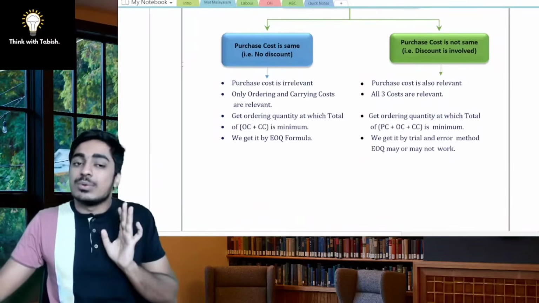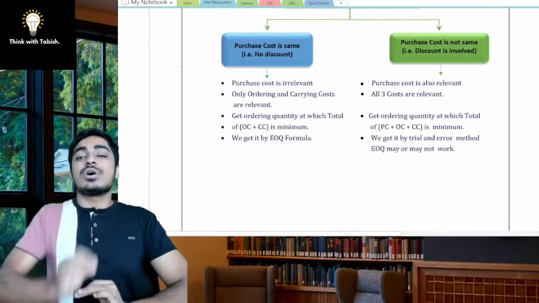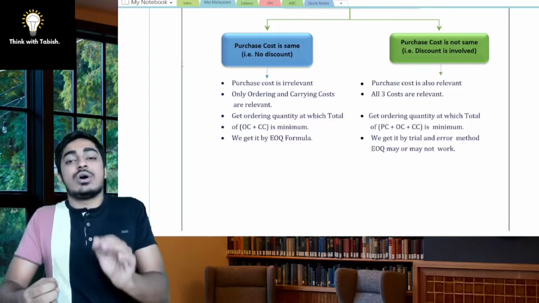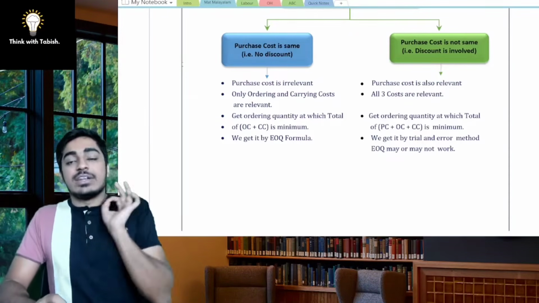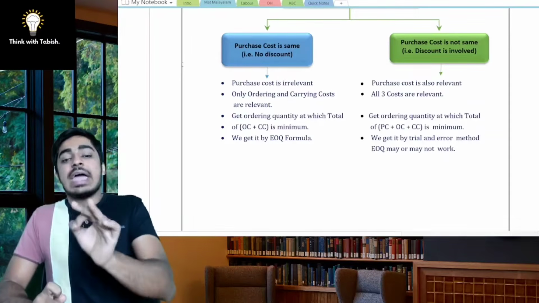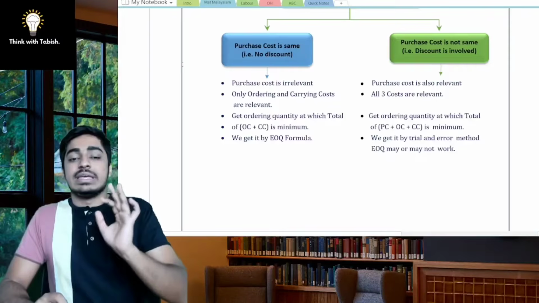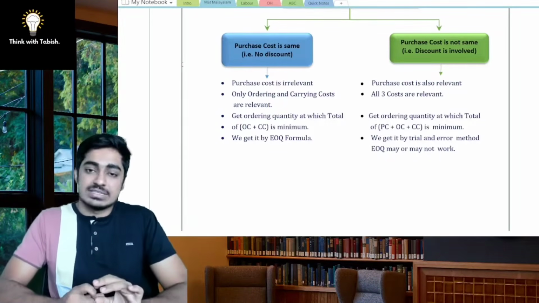If there is no discount, then purchase cost becomes irrelevant, because in every alternative, the cost will be the same. So how do we take a decision? We take a decision on the total of ordering and carrying cost. The alternative at which the total of carrying and ordering cost is minimum will be our economical order quantity. How do we get it? We have the EOQ formula through which we arrive at this.